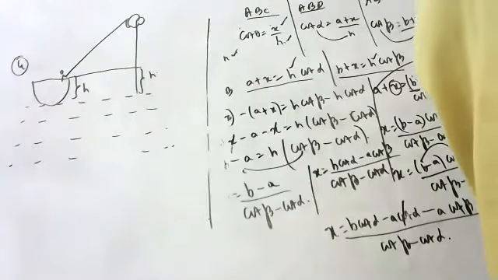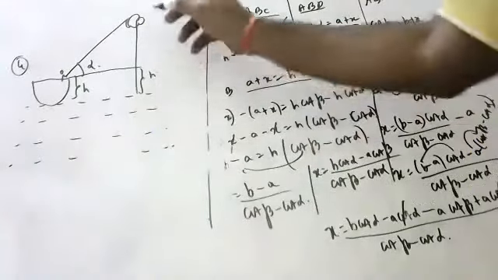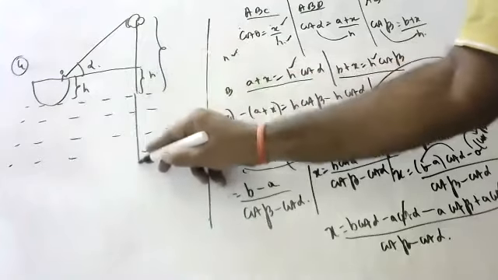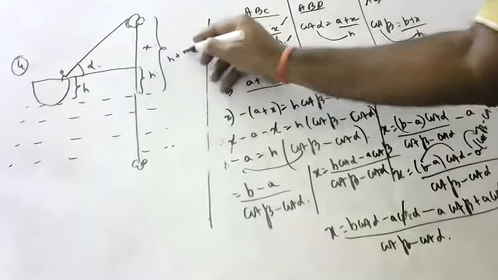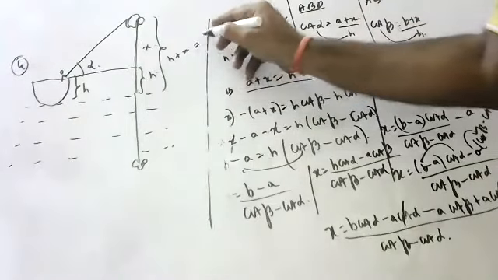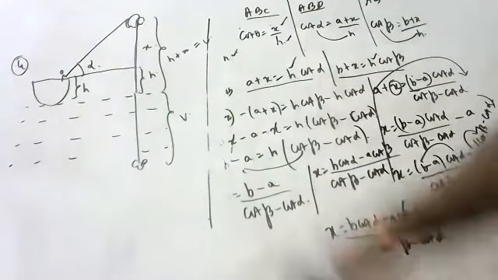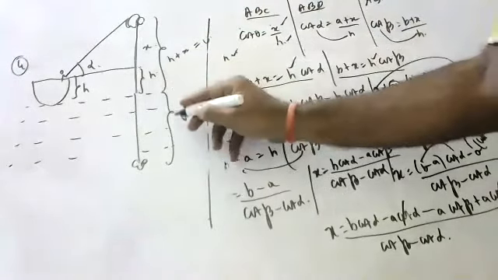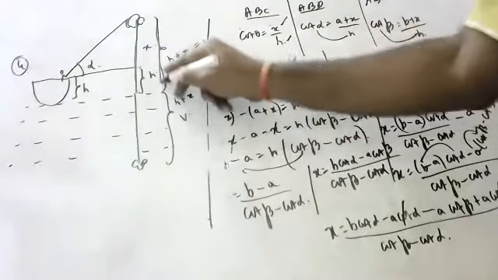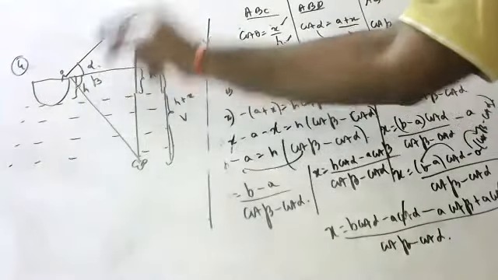The person is seeing the cloud at an angle of elevation alpha, and he is seeing the depression of the reflection. This whole thing is reflecting in the water. Children, object distance is equal to image distance, as you will study in plane mirrors. If this is H plus X, this is also H plus X. He is seeing this with a depression of beta.